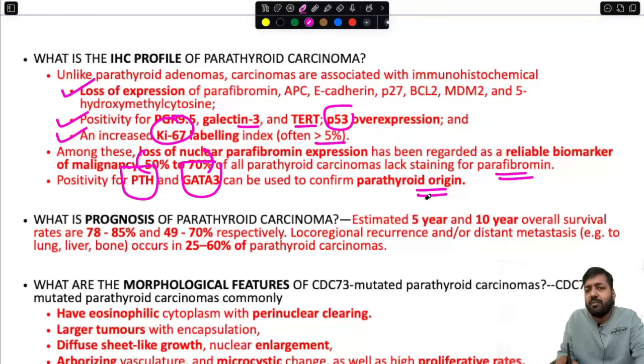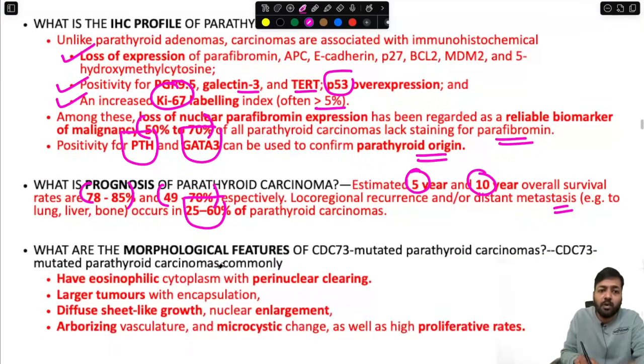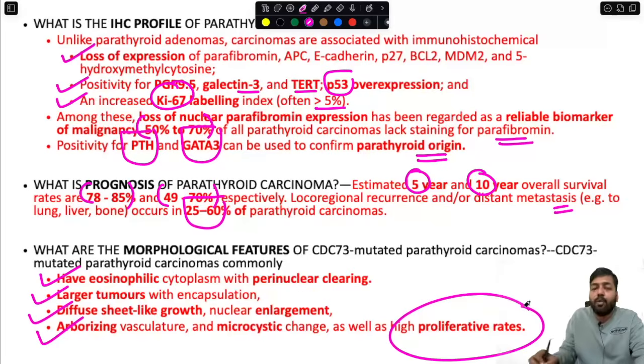So what is the prognosis of parathyroid carcinoma? Estimated 5-year and 10-year overall survival rates are 78 to 85% and 49 to 70% respectively, according to the WHO 5th edition. Loco-regional and/or distant metastasis, for example to the lung, liver, bone, occurs in 25 to 60% of cases of parathyroid carcinoma. Now, what are the morphological features of CDC73 mutated parathyroid carcinoma? Commonly they have eosinophilic cytoplasm with perinuclear clearing, larger tumors with encapsulation, diffuse sheet-like growth, nuclear enlargement, arborizing vasculature and microcystic change, as well as a high proliferative rate.